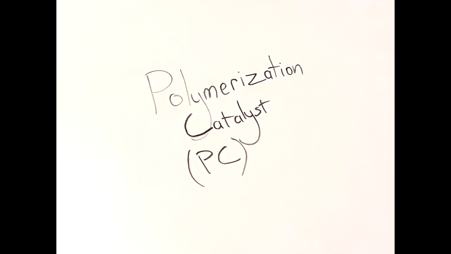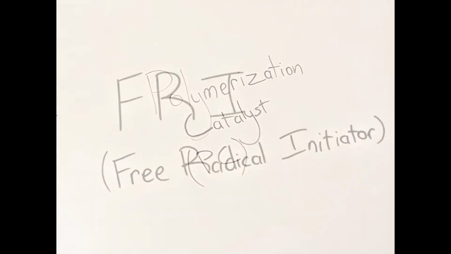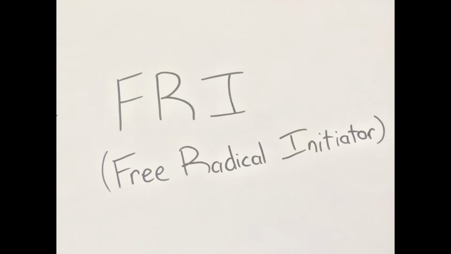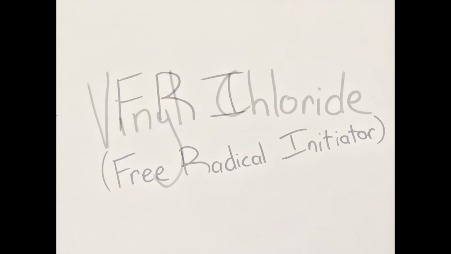The biggest difference between FRIs and PCs would be that a PC merely lowers the reaction rate and hence activates the polymerization process, but does not physically or chemically partake in the reaction. On the other hand, FRIs bond to a monomer to create another, larger free radical. This reaction will continue to happen until two free radicals come together and form bonds to terminate the free radicals.